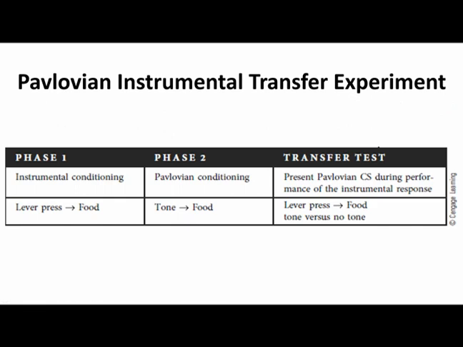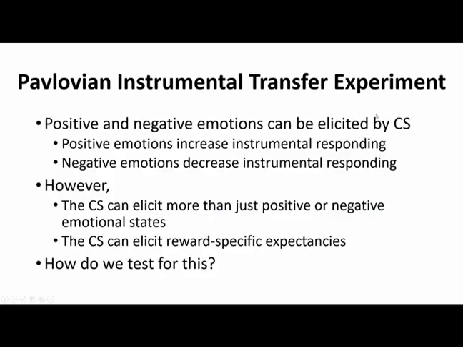So this experiment is called the Pavlovian Instrumental Transfer Test because it's specifically determining how an independently established Pavlovian CS transfers to influence or motivate our instrumental responding. So it's kind of named in a logical fashion for once. Now, we've only talked about positive emotions, so our positive emotions increasing that instrumental responding.